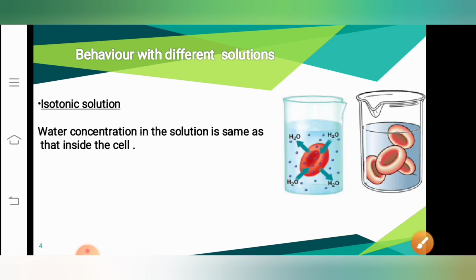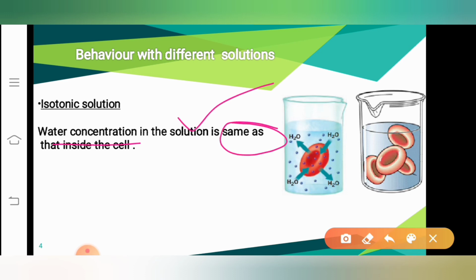So now let us understand the third one, that is the isotonic solution. When I talk about isotonic solution, here the concentration of water in the solution is same as inside the cell. That means both in the solution and in the cell, the level of water, that is the concentration of water, is same.